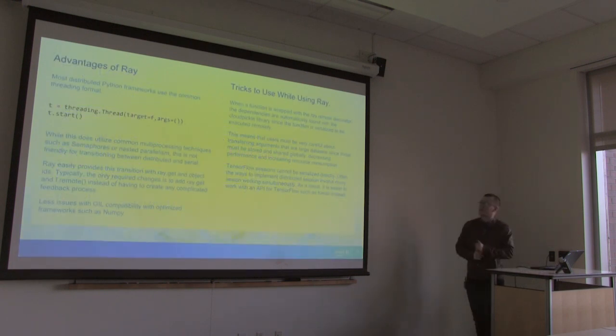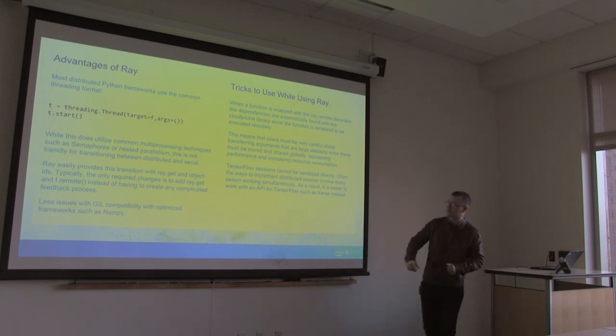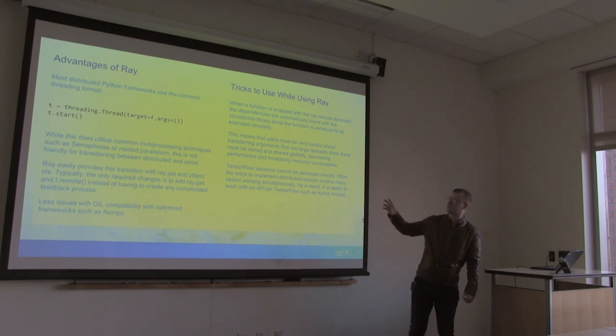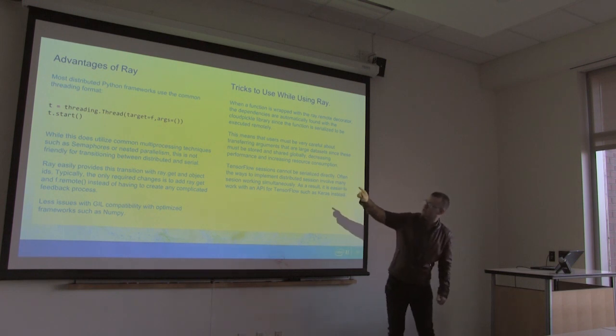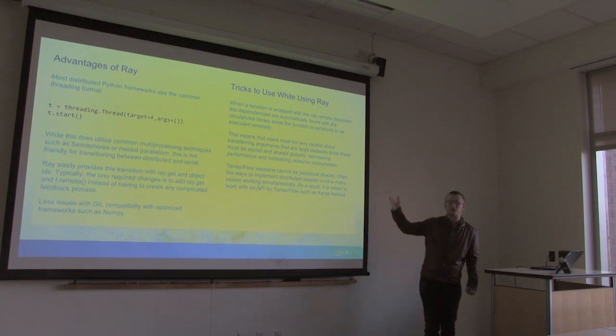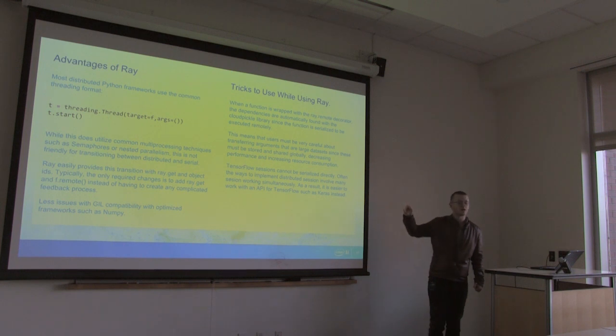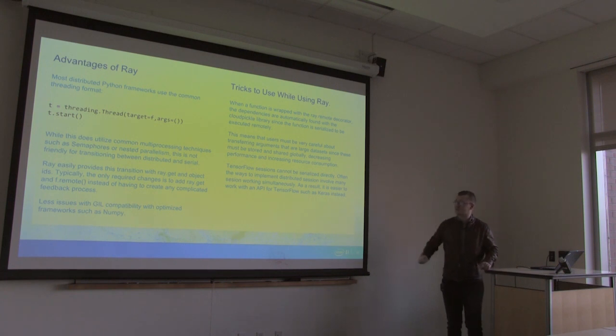So the advantages are that if you've had to deal with multi-threading in Python before, you're probably familiar with this type of nomenclature where it starts up another process, but the T variable in this is just the actual thread. It's not the object ID. You can't get the data back that's being calculated on this thread without using a complicated system of global variables or a parameter server. So Ray already solves this issue.